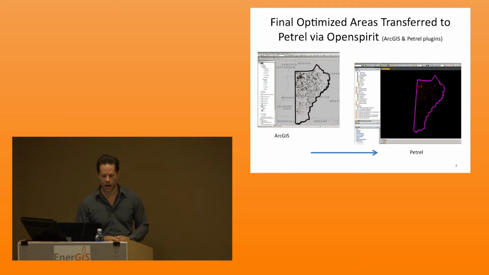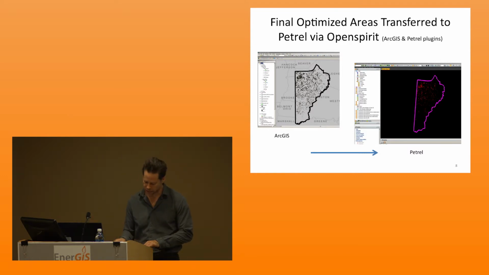So it's just a simple matter of pushing the icon in ArcGIS, selecting the information that you want, hitting an icon, and it transfers it to Petrel. And it just takes a couple seconds. Once it's in Petrel, then it's a Petrel layer. It's no longer related to anything in ArcGIS. So if you start doing stuff to this layer in Petrel, it's completely separate from ArcGIS.